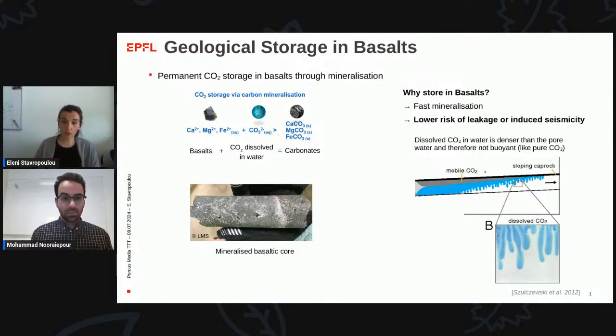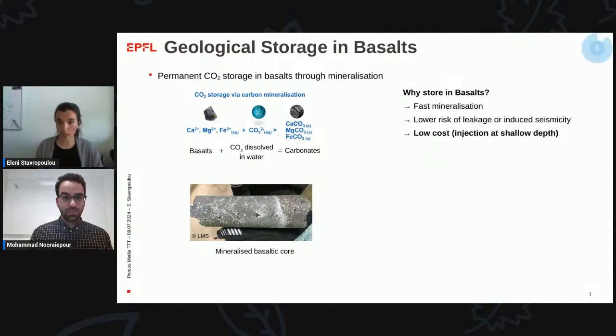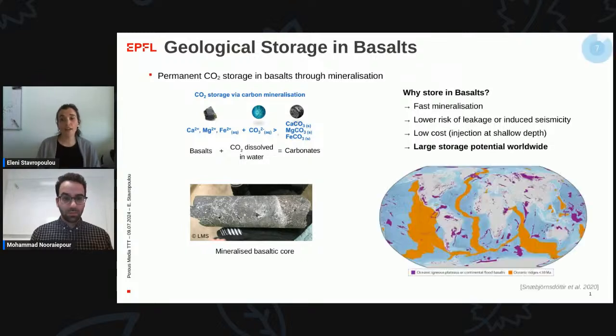This is because the dissolved CO2 that we inject is denser than the pore water that exists in the material, and therefore it's not buoyant. It doesn't have the tendency of going upwards, like pure CO2, and that makes the leakage risk significantly lower. The total cost of this way of storing CO2 is much lower as well, because injection is usually happening at shallow depths, around 300 to 400 meters. And finally, there is a large storage potential worldwide, both offshore and onshore.